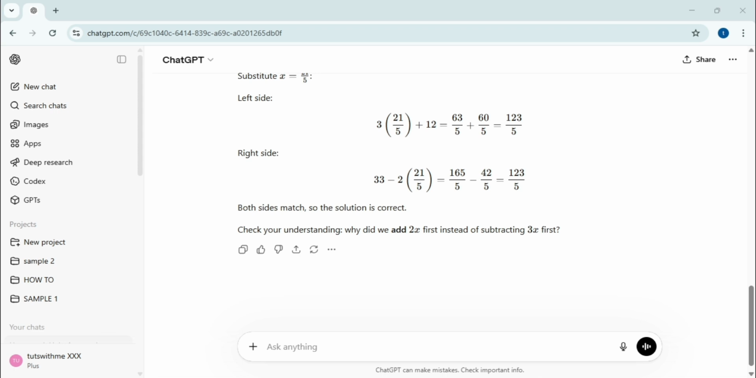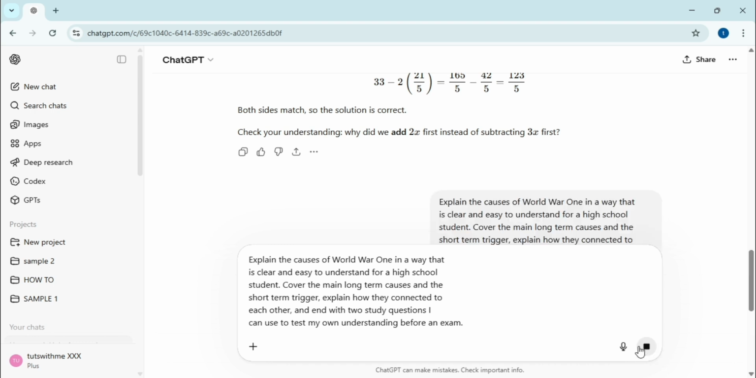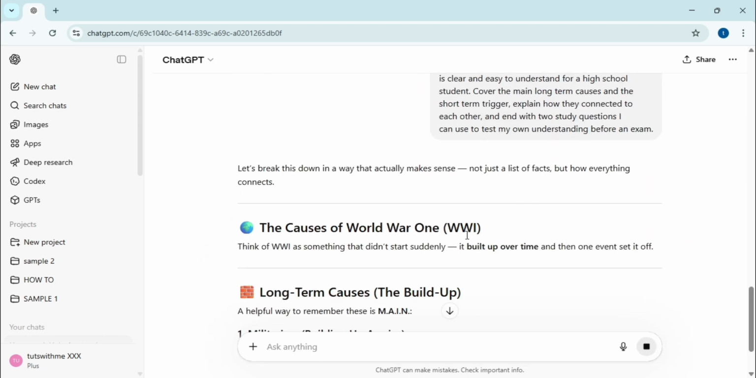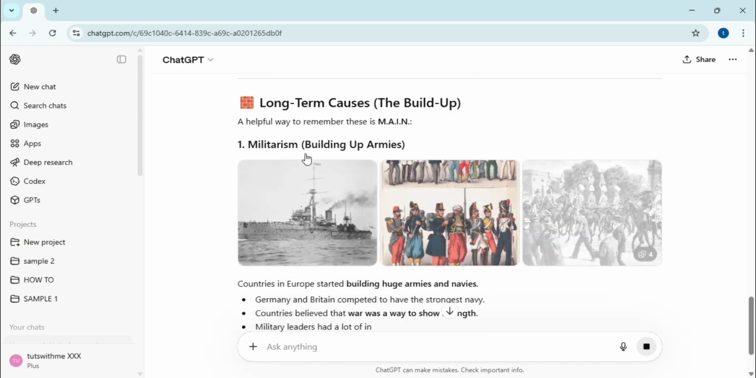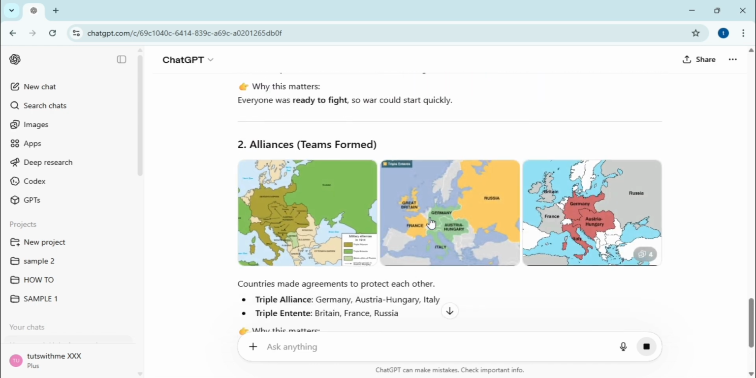the math holds up. Moving on to history, I ask for a high school level explanation of the primary causes that led to the outbreak of World War I. The AI generates a beautifully formatted guide using the MAIN acronym, which highlights how militarism, complex alliances, and imperialism set the stage for global conflict.